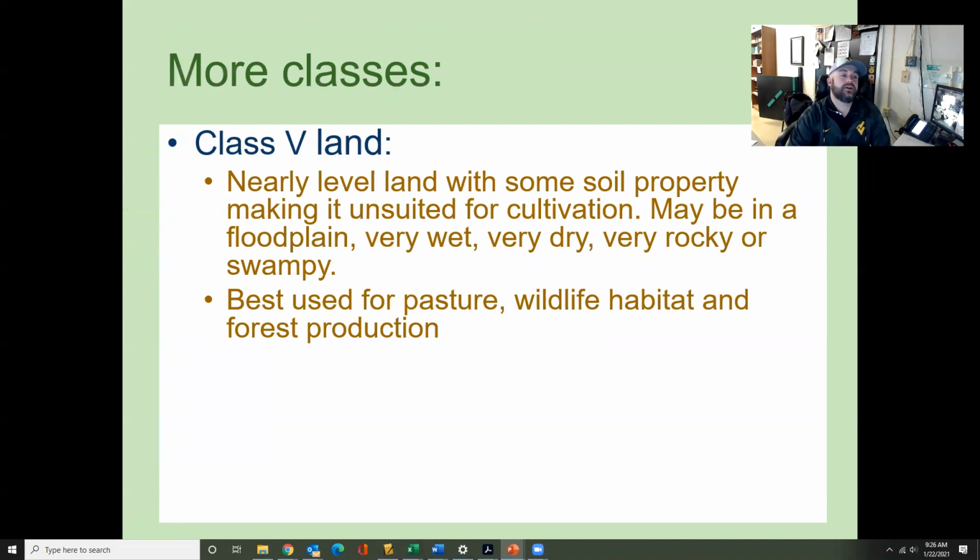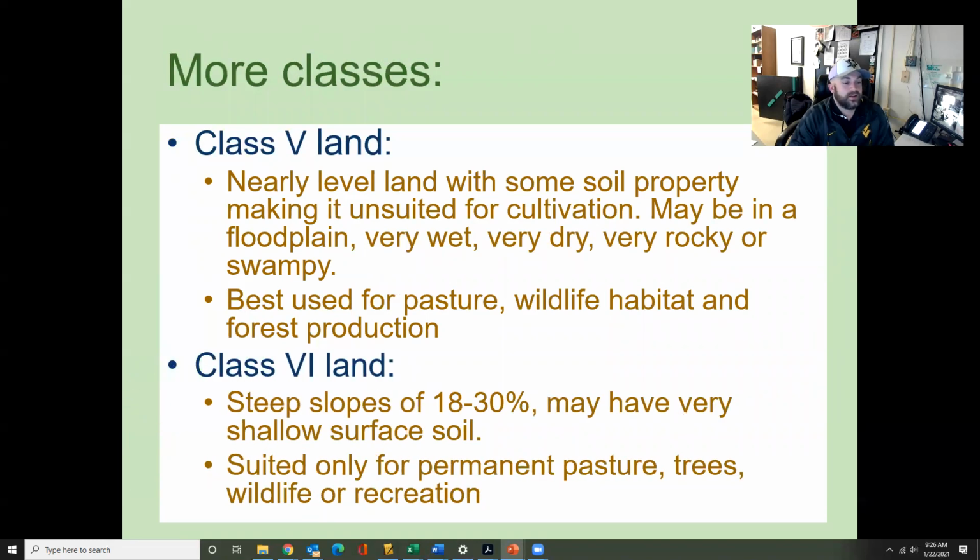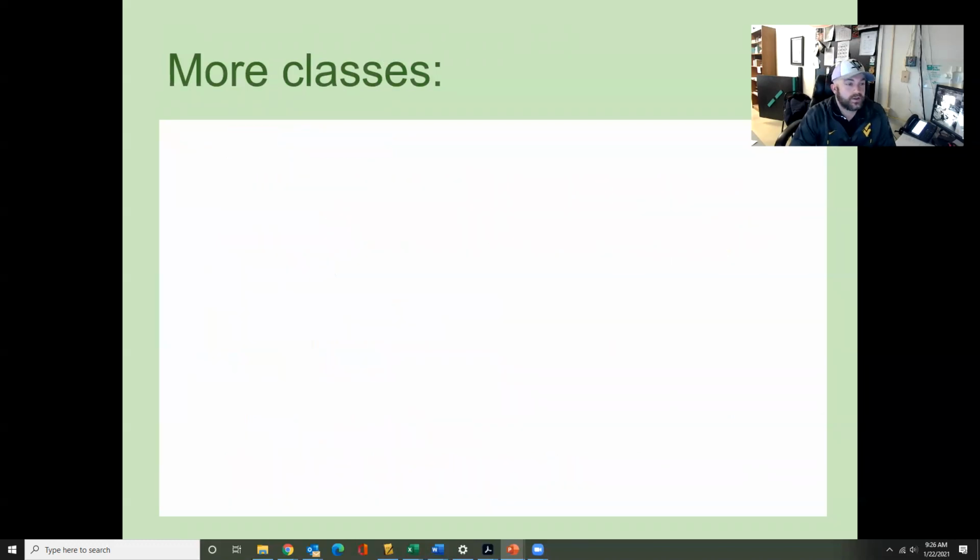Class 5 is nearly level land with some soil property making it unsuitable for cultivation, maybe in a floodplain, very wet, very dry, very rocky, or swampy. Best used for pasture, wildlife habitat, and forest production. Class 6 lands have steep slopes of 18 to 30%, so you don't want to plant anything on these, and may have very shallow surface soil, suitable for only permanent pasture, trees, wildlife, or recreation. Generally, once you get above class 6, you want to keep that for more forest land for wildlife to forage through.